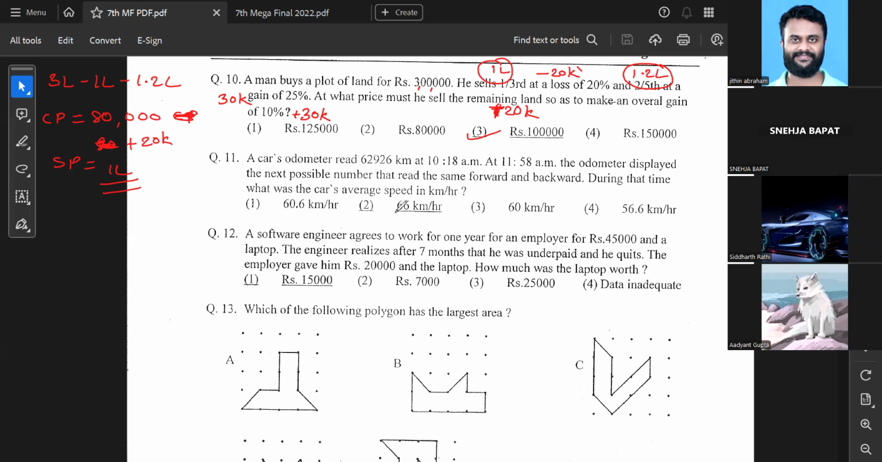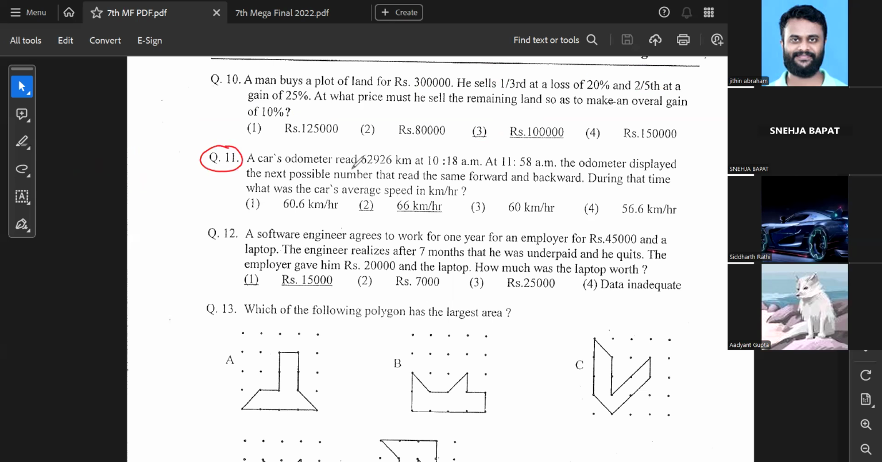Okay. So let's proceed further, dear children. 11th question. Car's odometer read 62926. That's a palindrome. Palindrome means ऐसे पढ़ोगे तो भी same number, ऐसे पढ़ोगे तो भी same number. It's called a palindrome. And at 10:18 a.m., at 11:58 a.m., which is 1 hour and 40 minutes away from each other. Yeah? So plus 1 hour and 40 minutes.